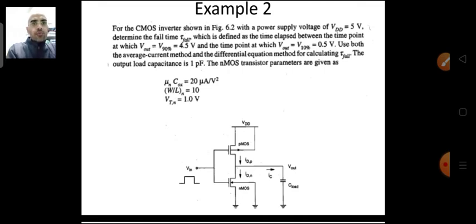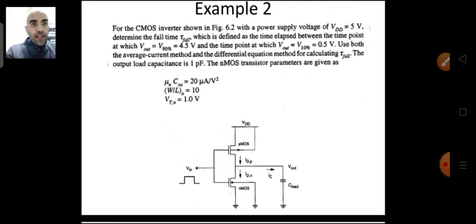Okay. So for the CMOS inverter shown in the given figure, it is again an inverter, nothing new, with a power supply voltage of VDD equal to 5 volts. Determine the fall time. So in this question, we don't have to find the propagation delay tau PHL. We have to find the fall time.